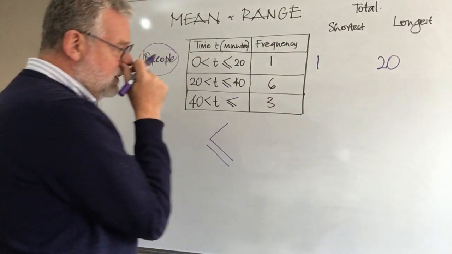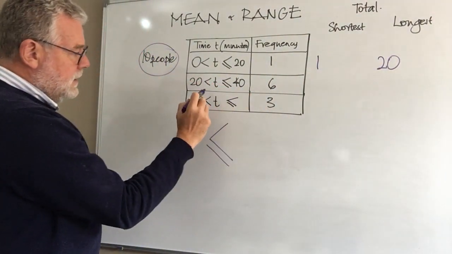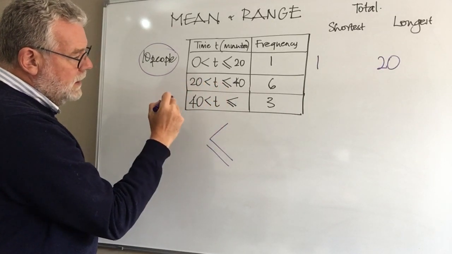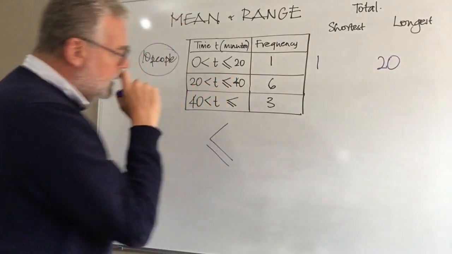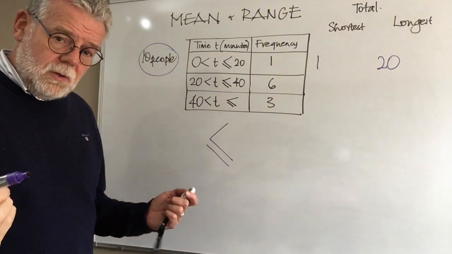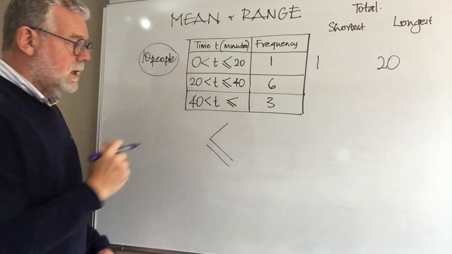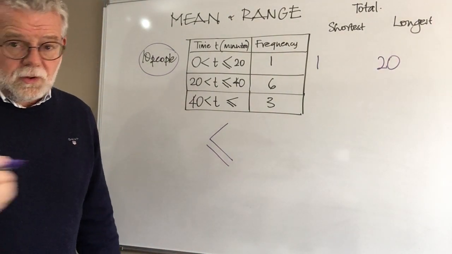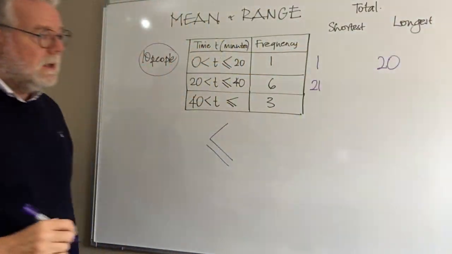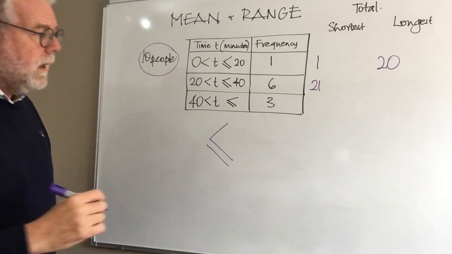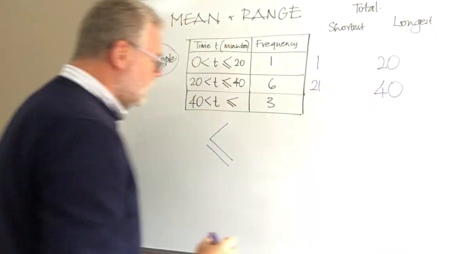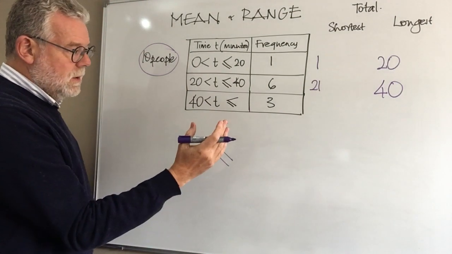So now we've got 6 people. Now this is telling us that these 6 people did the same task. It took them more than 20 minutes, and it could have been less than or equal to 40 minutes. So let me ask you the question again. What's the shortest time that they could have taken? And you're going to say, yeah, quite correctly, it's 21. And what's the longest time it could have taken them? Well, it's going to be 40, isn't it? Now you're getting into the habit of this. You can see what's going on here.